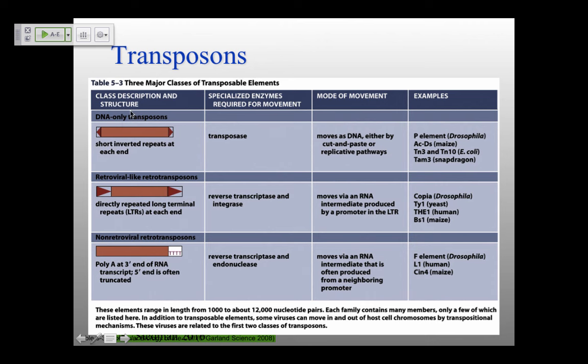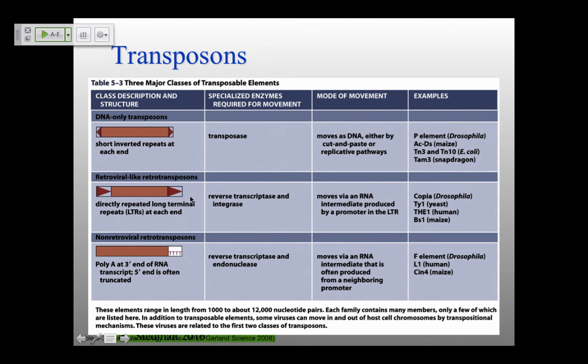These DNA-only transposons have what are called inverted repeats at either end. Now, what do I mean by inverted repeat? Basically, on one strand you have a 5' to 3' sequence, and on the other strand, in the opposite orientation, you have the same 5' to 3' sequence. So the opposite strand is your inverted repeat. That's why these arrows are pointing in different directions here.